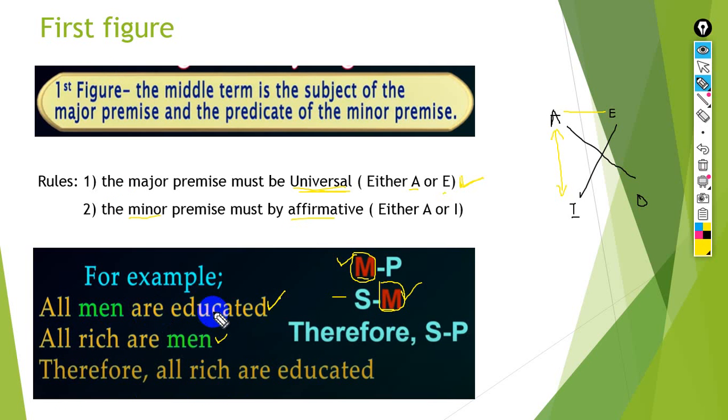So all men are educated. So here, men is what? Men is the middle term. Which one is the predicate? Here we have educated as the predicate, so we can say it is the major term. Now this is the middle term. Why? Because it is also in the second premise, where we have the middle term, and there rich is the subject. So MPSM. Okay, so now this is an arrangement.